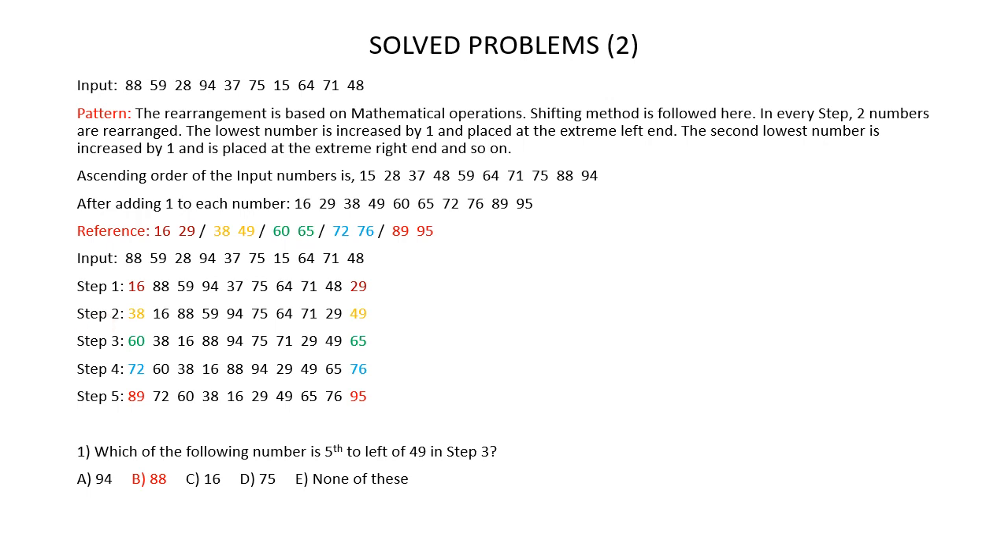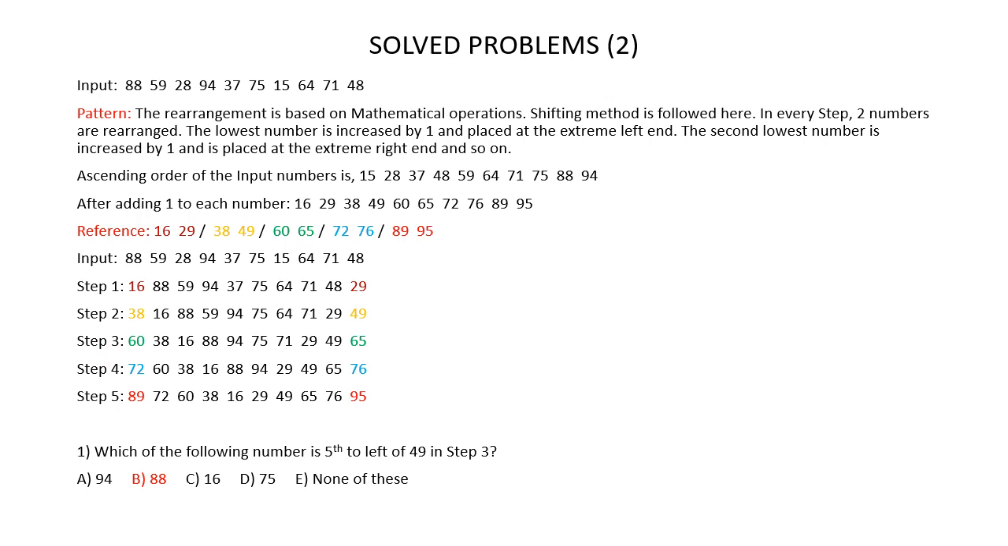Now for step 2, use the second set of numbers in the reference, which is 38 and 49. So write 38 at the extreme left end and 49 at the extreme right end in step 2. The remaining numbers of step 1 are written between 38 and 49 in the same order as in step 1.